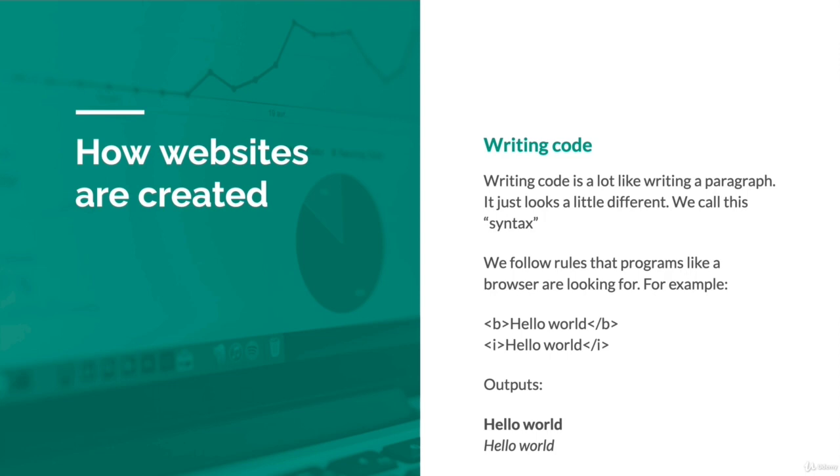Websites are created when we write code. So writing code is a lot like writing a paragraph. It just looks a little bit different, and we call this syntax. So you can still read the code, and it's like reading a different language, but your brain still understands what's going on. We follow rules that programs like a browser are looking for. For example, if we said b hello world / b or i hello world / i, that's going to output hello world in bold or hello world in italics.